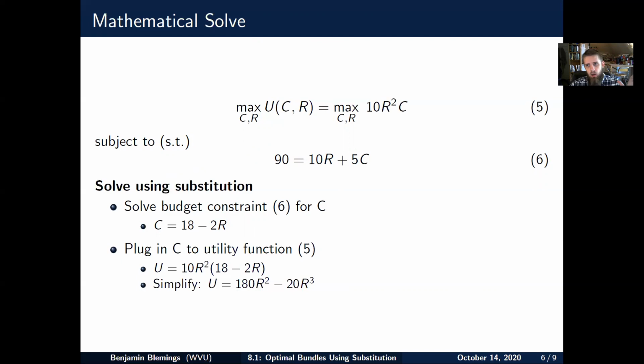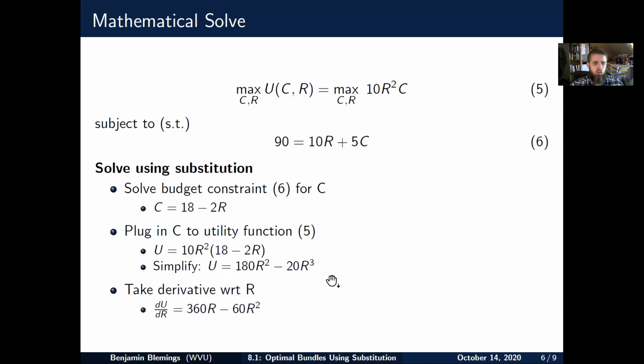Now we have to do some calculus to figure out what the optimal amount of ribs is. To find the extrema, that is the minimum and the maximum points of our function, we take the derivative with respect to r of this function. Because this is an additive function, all we need to do is use the exponent rule. 180r squared becomes 360r. You multiply 2 times 180 and subtract 1 from the exponent, and you get 360r minus 60r squared, which is just 3 times 20, and then subtract 1 from the exponent. You get minus 60r squared.